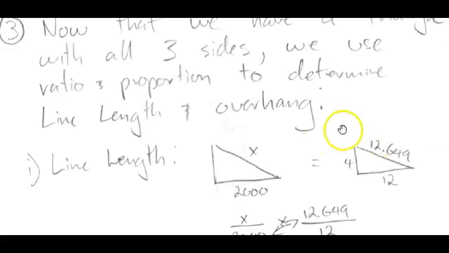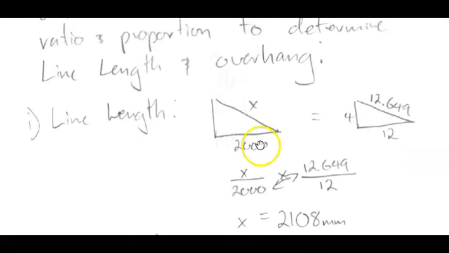Okay, so here's the little triangle that we have with all three sides. It's almost like a key to the rest of the problem. And we're going to proportion that off against our larger triangle to determine the line length of the rafter. So here we have our 2,000 millimeters, which is the run, and we're trying to figure out the hypotenuse.